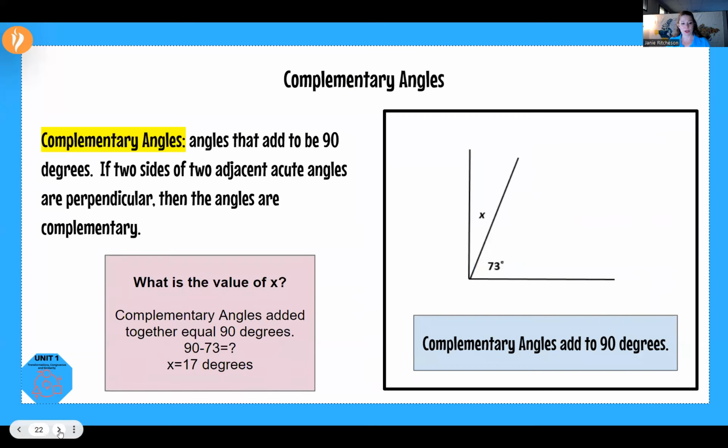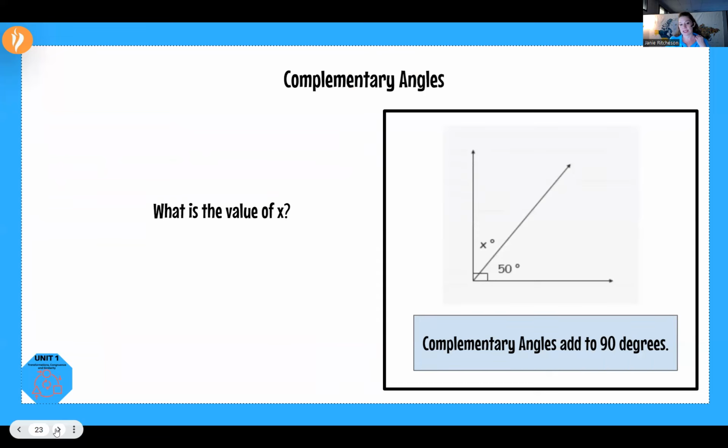All right, so would you be able to figure out the measure of angle X? Well, they gave us an equation. We know complementary angles add up to 90, so if you subtract 73 degrees from 90 degrees, that means X is 17 degrees.